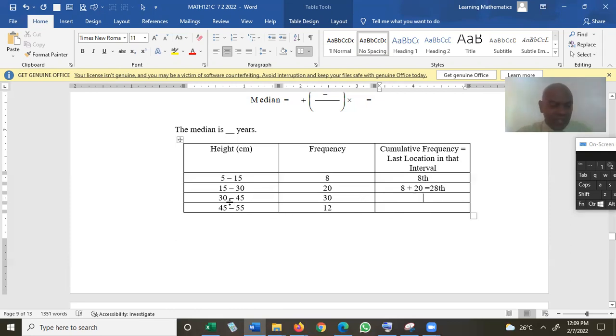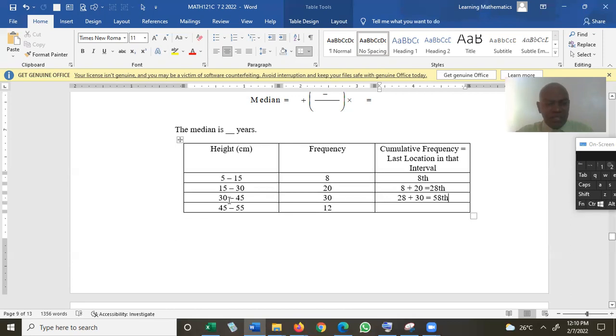The 29th is in that interval, 30 to 45. The 29, the 30, the 31st, and so forth. So what you do now, you carry the 28 and you add it to the 30, and this will give us 58th. So the 58th is the last location in this interval. This interval is starting from the 29th. The locations in that interval are the 29th to the 58th.